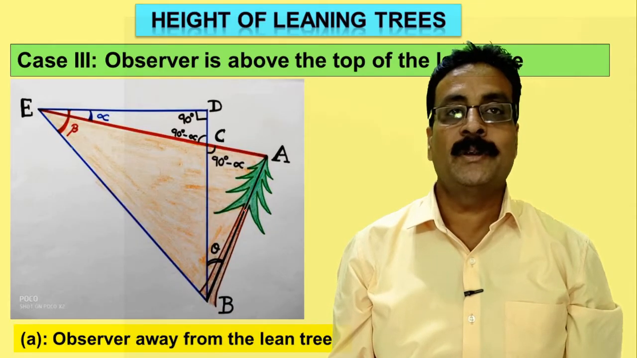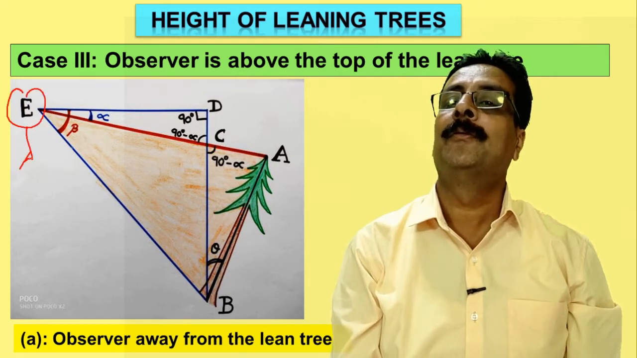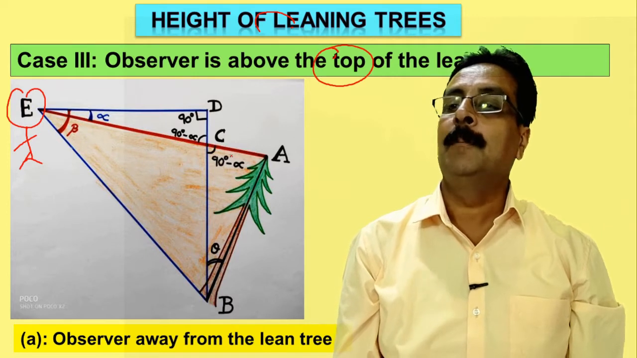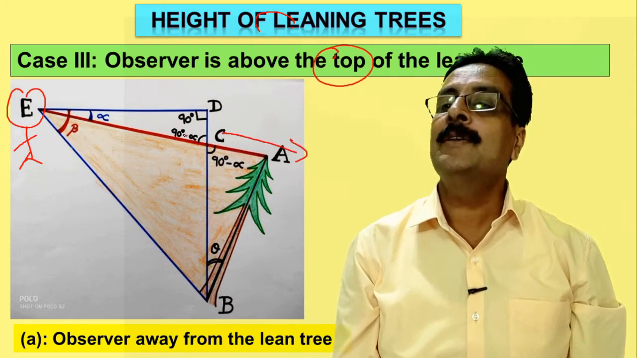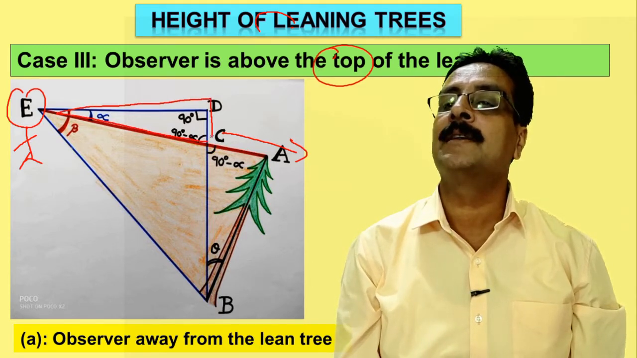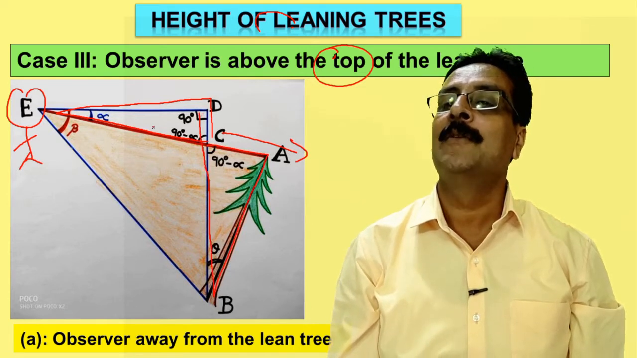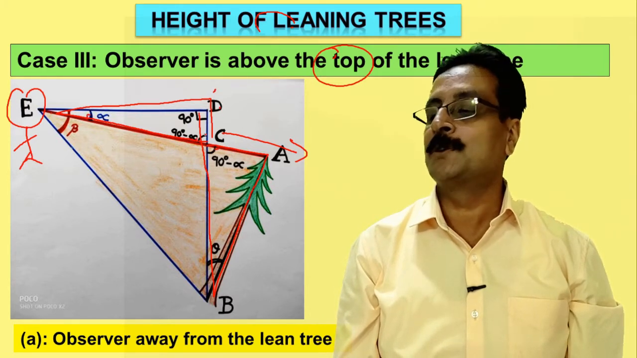Now case number 3. In case number 3, the observer is above the top of the leaning tree, but the tree is leaning away now. When the tree is away, we can see we are having two triangles here. This is very important. These two triangles are opposite triangles. You have ECD and DCA, they are opposite to each other.